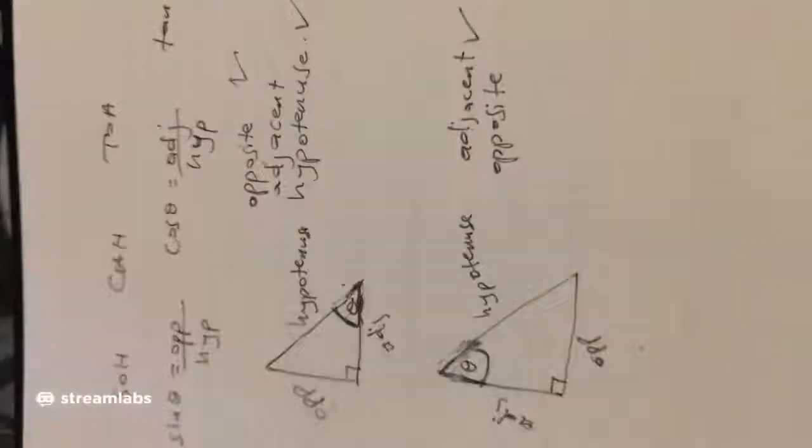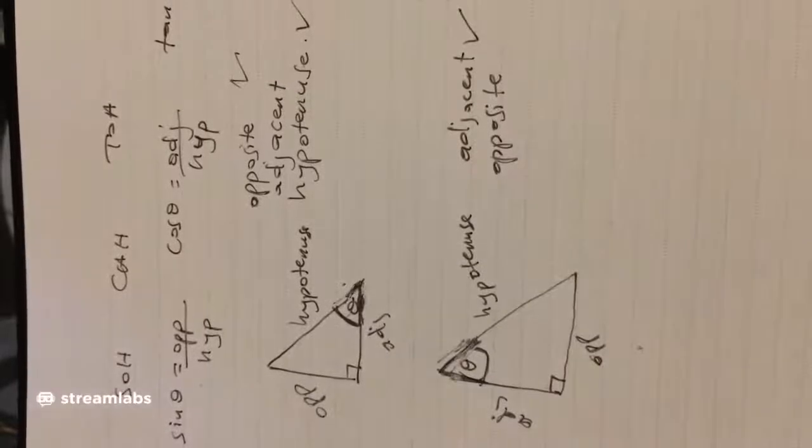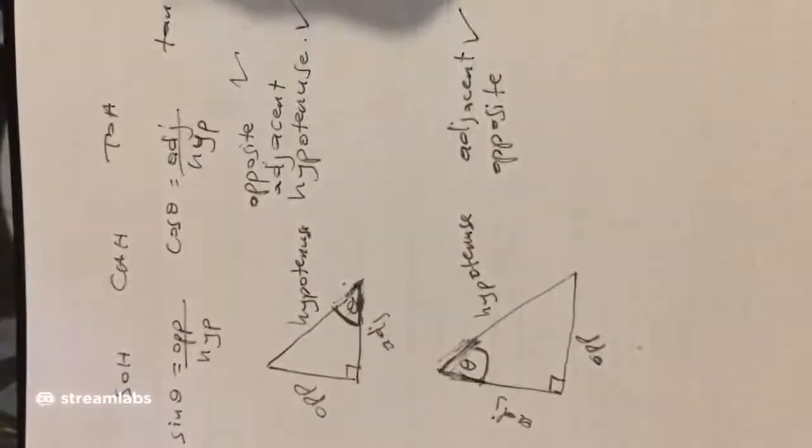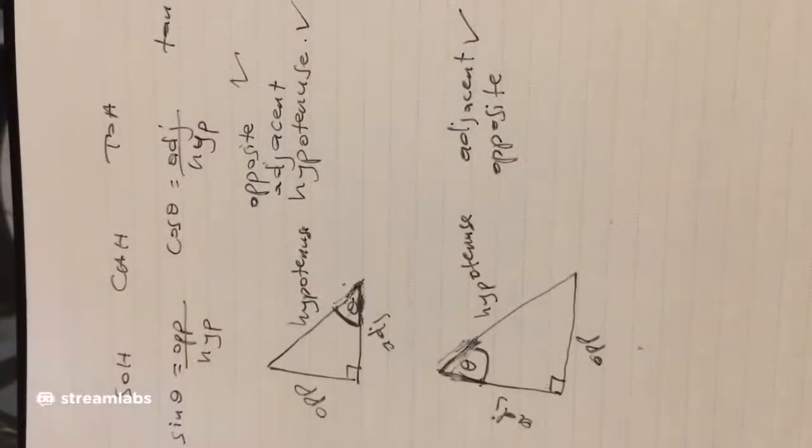And trust me when I say that's the hardest part of this topic. Yes, at the base. So if you can identify which side is opposite, which side is adjacent, which side is hypotenuse, that's the hardest part of it. Alright, so good.